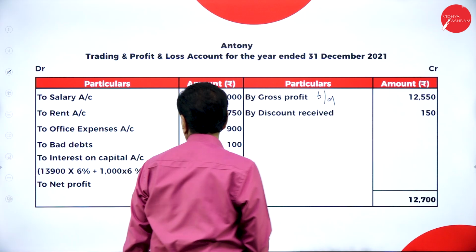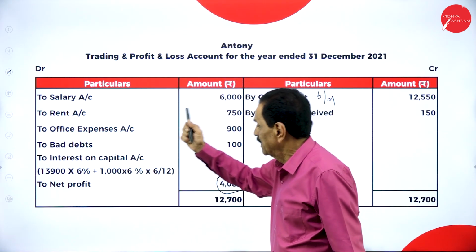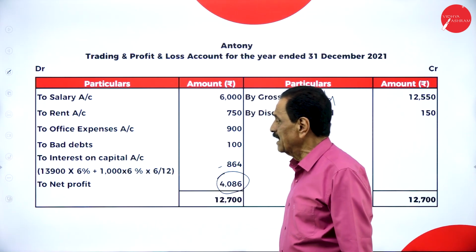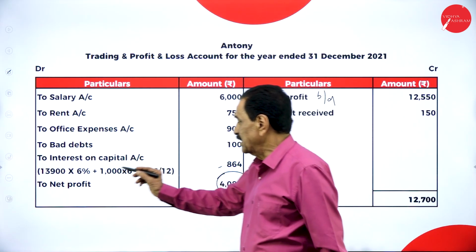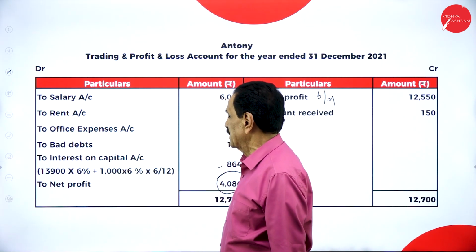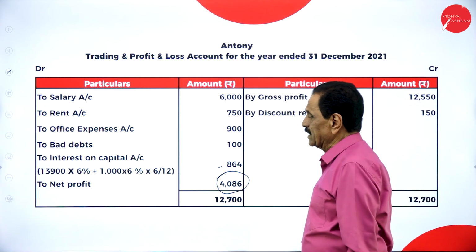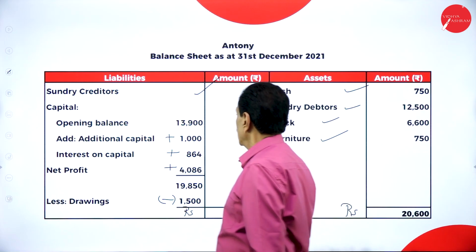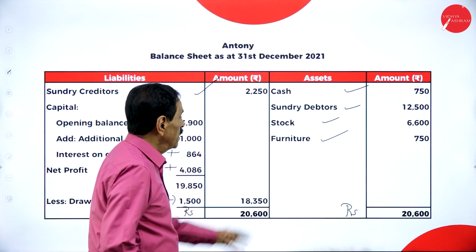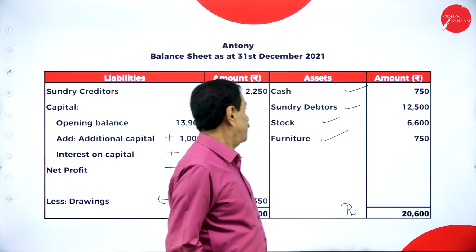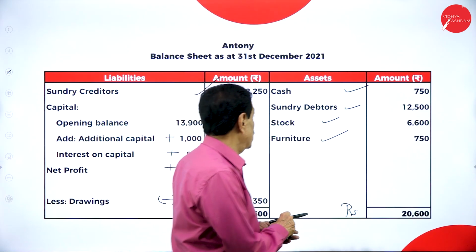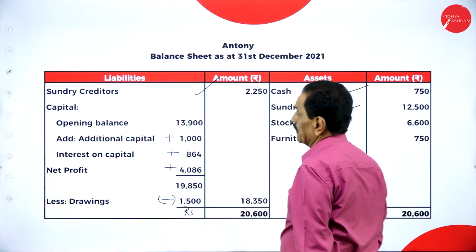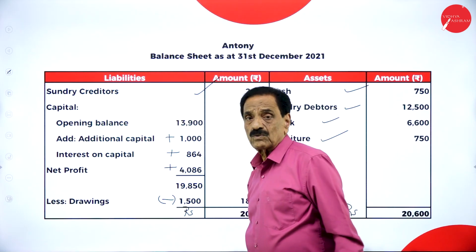Discount received. Salary paid. Rent paid. Office expense paid. Bad debt. Interest on capital, this is for 6%. This is for 6%. Totally it works out to 864. Net profit is 4,086. Then come back to the closing. Your closing cash is 750. Debtor is 12,500. Stock is 6,600. Furniture is 750. Closing creditor 2,250.